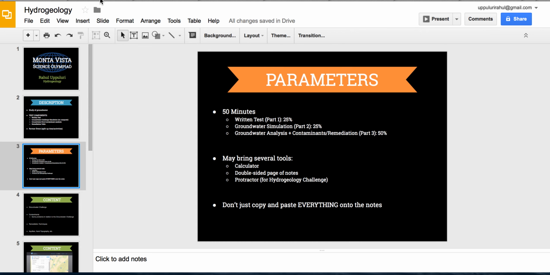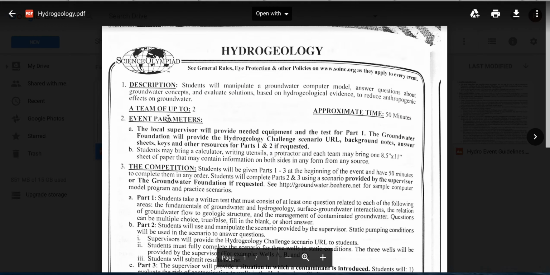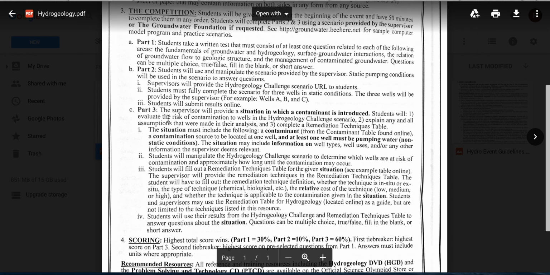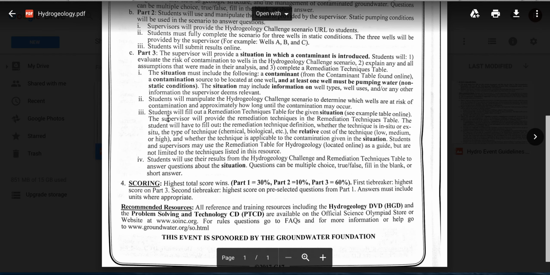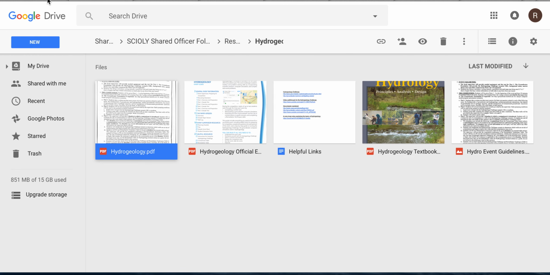And in addition, if you want a more detailed look at what the parameters of the event are, you can of course go to the resource folder, and there's a PDF that goes over lots of things that I just mentioned, but in a much more detailed manner. So definitely check that out.